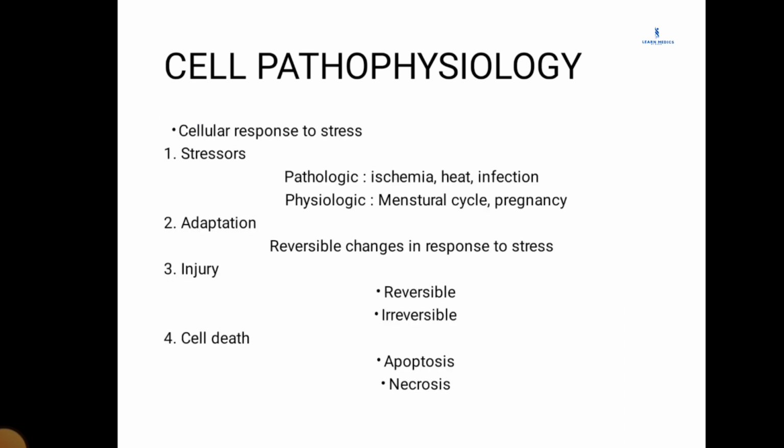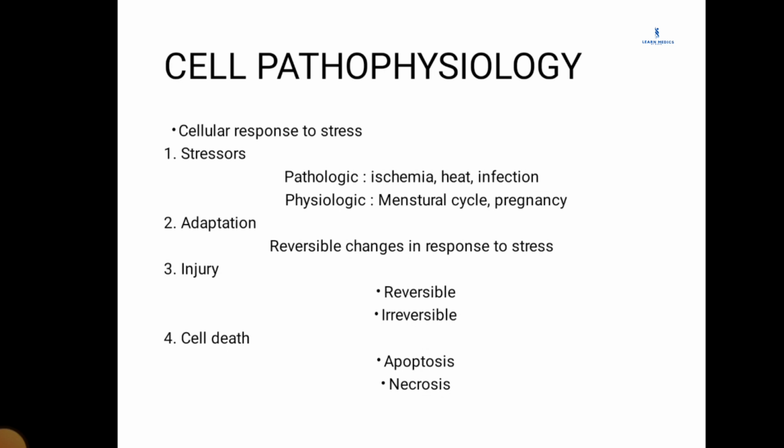Cellular responses to stress. Stresses are of two types. They may be pathological or physiological. The classical examples of pathological stress are ischemia, heat, or any kind of infection. In the case of physiological stress, the menstrual cycle and pregnancy in females are the most common physiological stressors. And these kinds of stresses lead to adaptation by the cells.